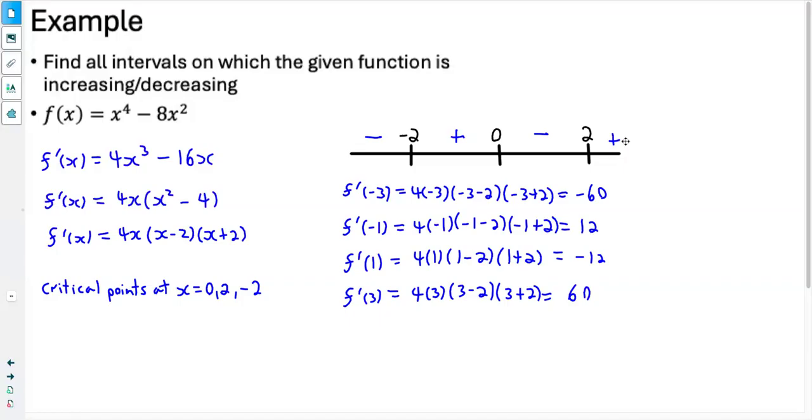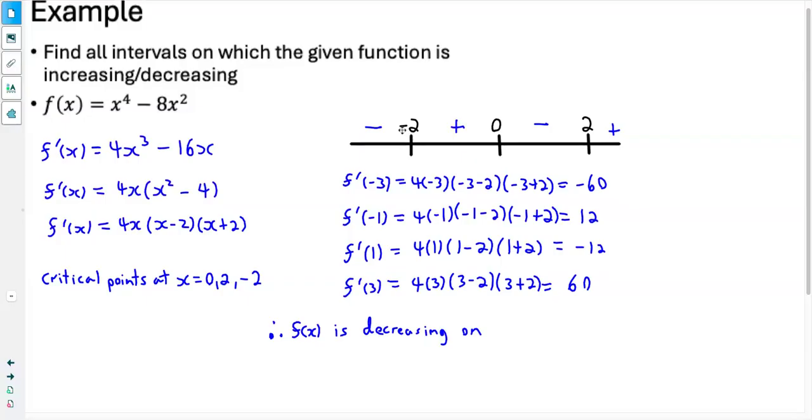Now, the question had asked us to find all intervals on which the given function is increasing or decreasing. So essentially, these signs that we put in indicate increasing or decreasing. The positives are where it's increasing, the negatives are where it's decreasing. So we can say, therefore, f of x is decreasing on. So we're not going to include our critical points because we know at those points our slope is 0, so not increasing or decreasing at those points.